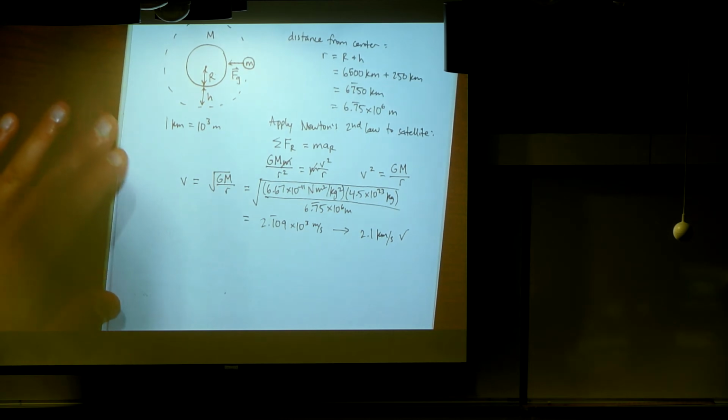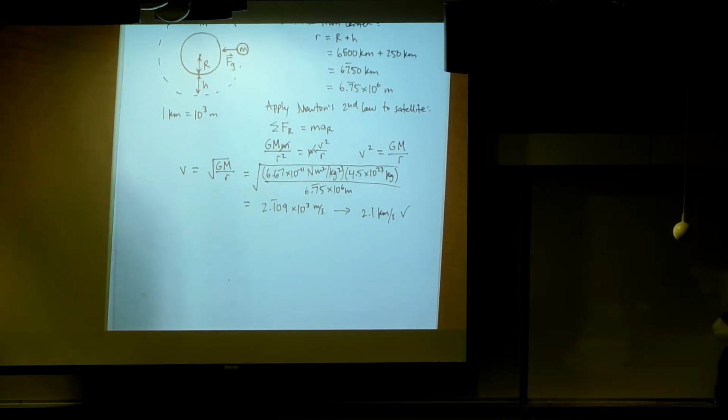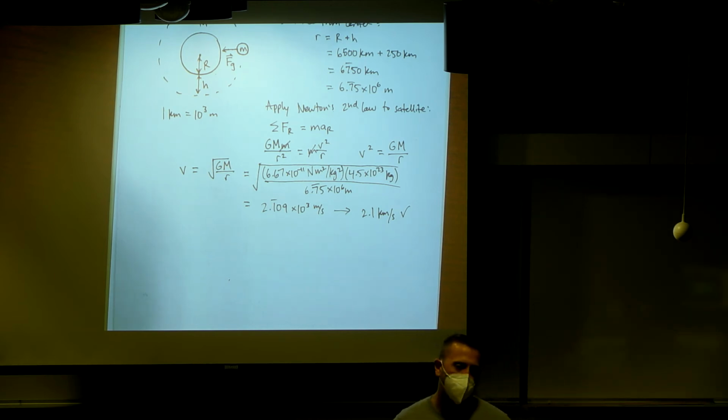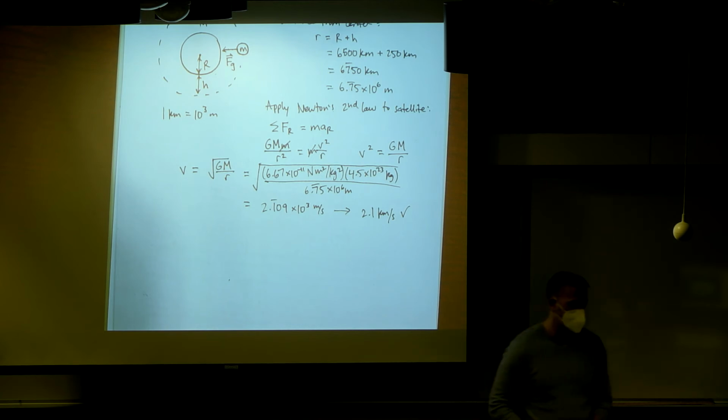So that would be the orbital speed. Okay, how do we get the orbital period? We know how fast this thing is moving in a circle, and we know the size of the circle. How do we get the time it takes to move in a circle? Use v equals 2 pi r over t. You got it, that's exactly right.